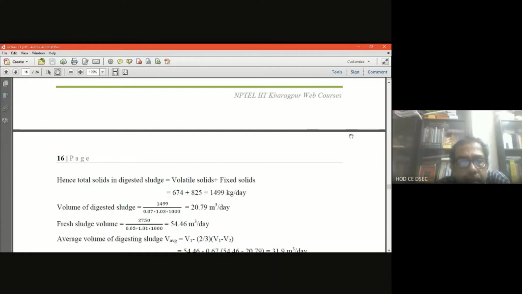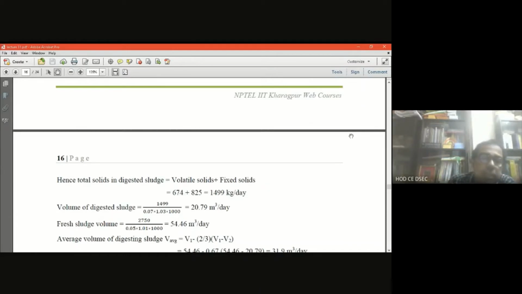Now the mass, you know the density equals mass by volume, so volume equals mass by density. So the mass of the digested sludge is 1499 divided by 0.07. Now you divide by specific gravity into 1000, that is the density. Ultimately mass by density will give you the volume, that is 20.79 meter cube per day. That is the volume of the digested sludge.